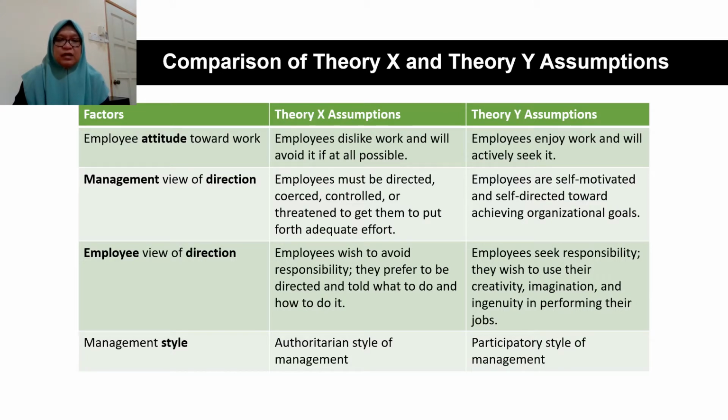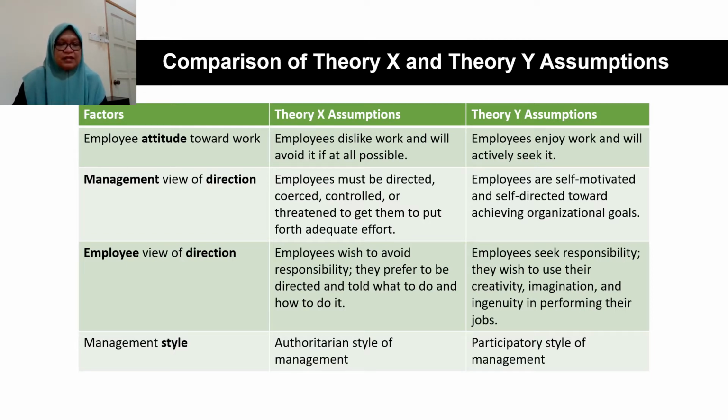So let's see further for theory X and theory Y. Let's compare. We want to compare theory X and theory Y according to the factors. The first factor is the employee attitude toward work. Theory X assumes that employees dislike work and will avoid it if at all possible. So the attitude is they don't want to do the work. So they will try to push the task given, avoid as best as they can. Theory Y, employees enjoy work and will actively seek it. Under theory Y, employees really want to work, so when they finish a task, they're always looking for what else they can do.